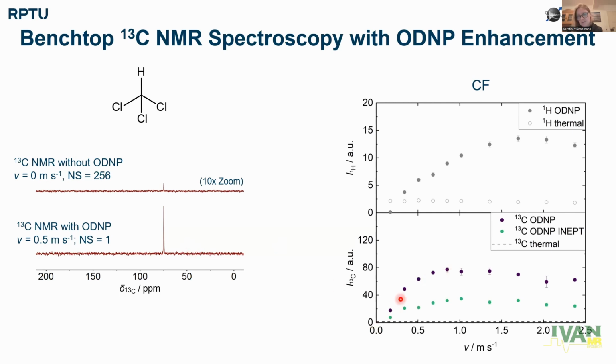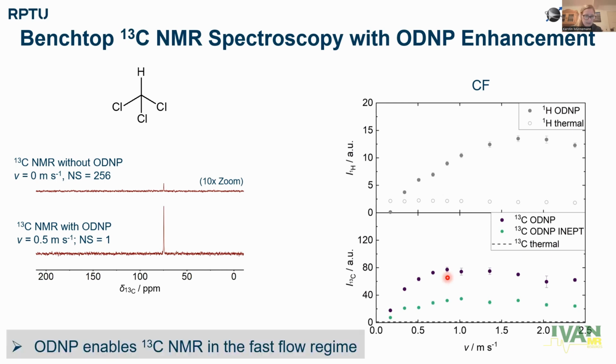And what is also different here is that the scalar interaction increases with increasing flow velocities because it happens on a much faster time scale. So the build-up rates for the dipolar and the scalar interactions seem to be different, and we are now verifying that with different experiments. But I think that we can also say that ODNP enables carbon-13 NMR in the fast flow regime, because now you can do what couldn't have been done before.